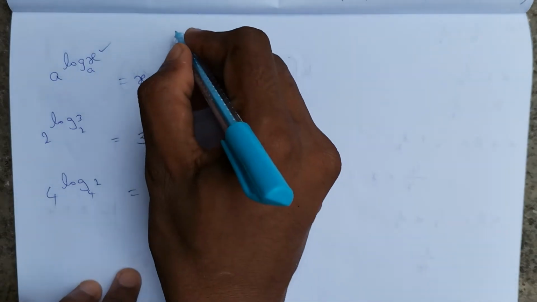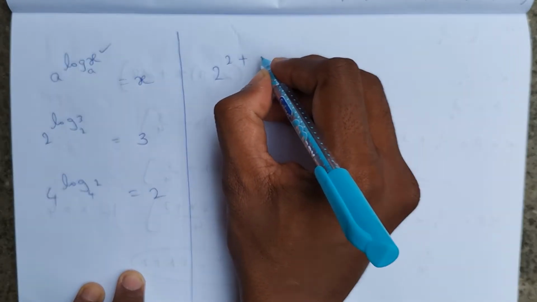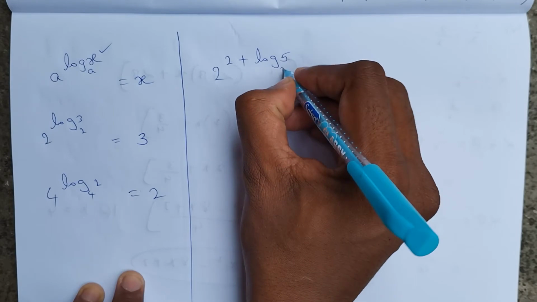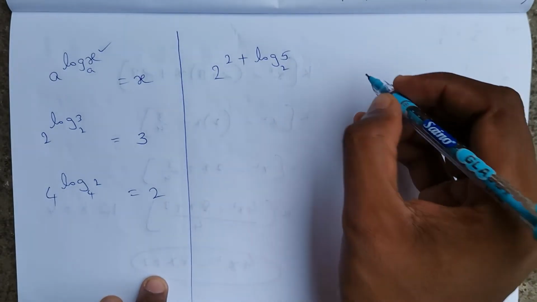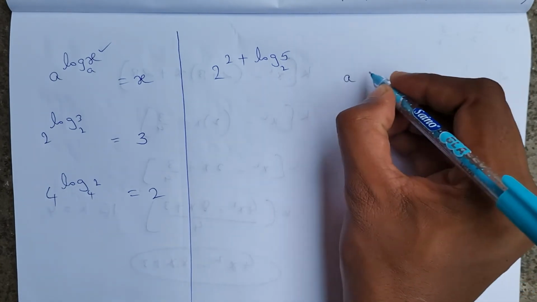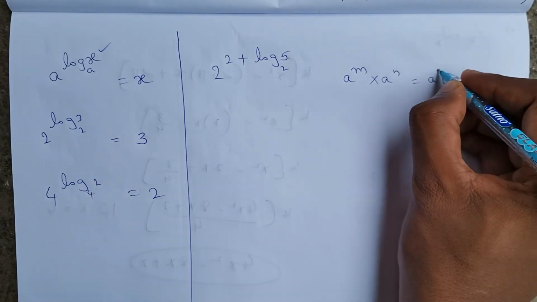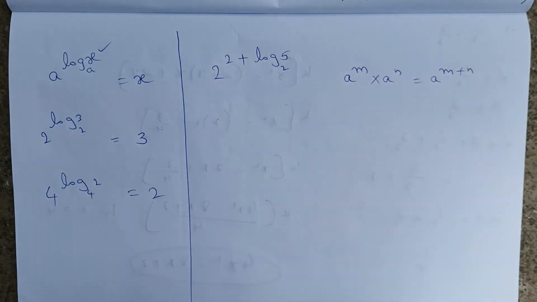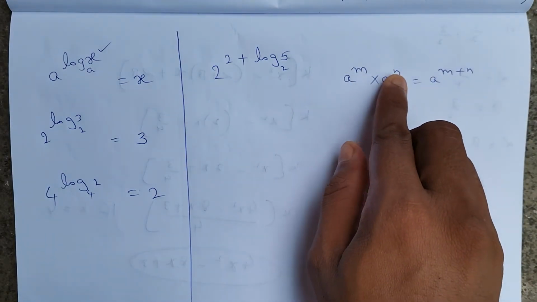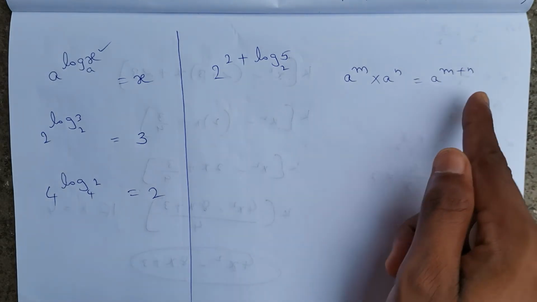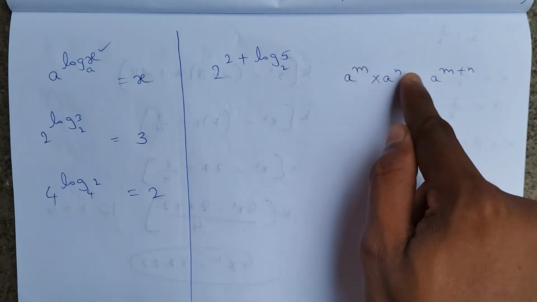Okay, now in this, one more important question will be there. Let us discuss that. 2 power 2 plus log 5 base 2. What is the value of 2 power 2 plus log 5 base 2? If we observe this question clearly, we will get one formula. a power m into a power n is equal to a power m plus n. If both the bases are same, then powers should be added. So a power m plus n we got. If we read it in reverse, a power m plus n is nothing but a power m into a power n.